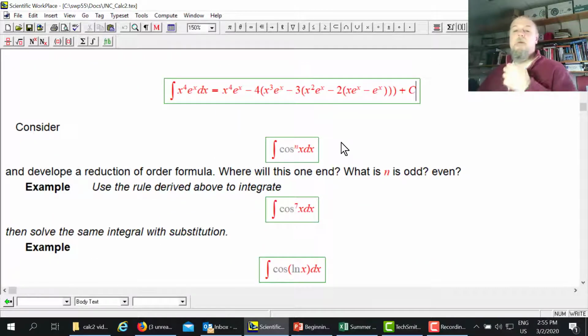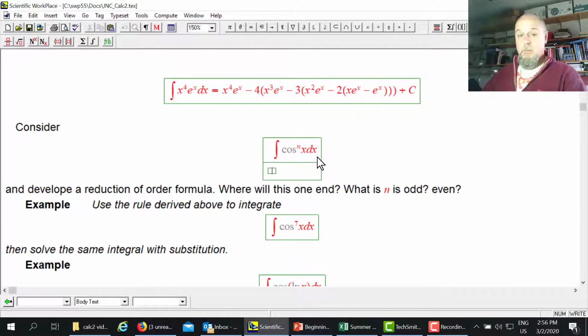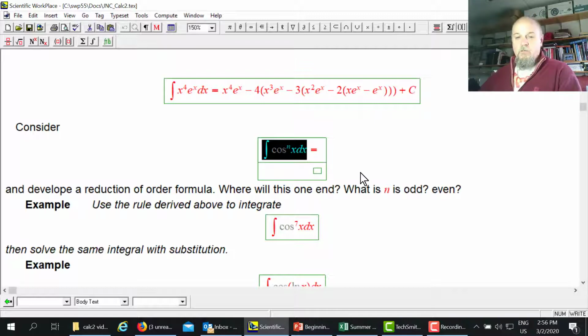Here's another idea then with cos to the power of n. We're going to develop a reduction formula and use it to integrate this cos to the n. All right, let's make our reduction formula. What are the two parts? We're going to have to have one of the parts be a cosine, and the other be the rest of the cosines.